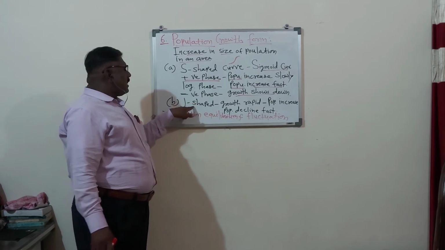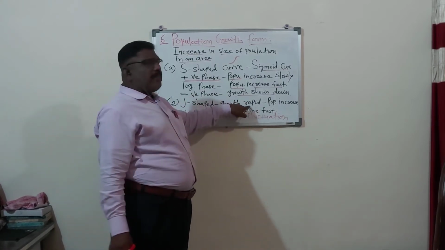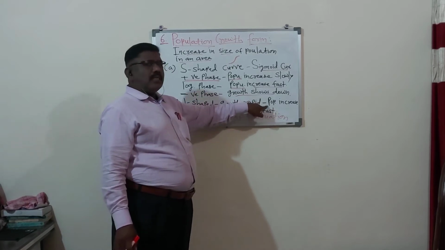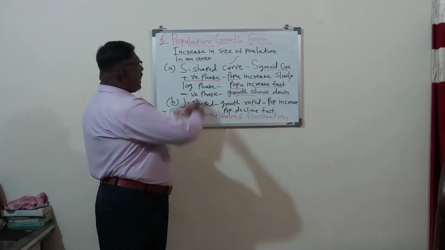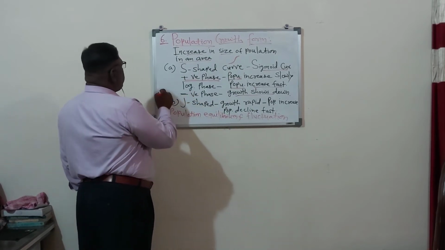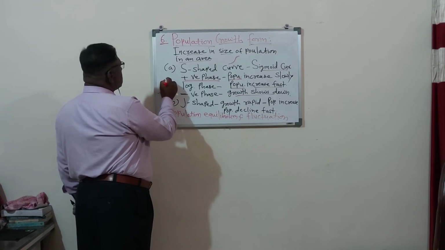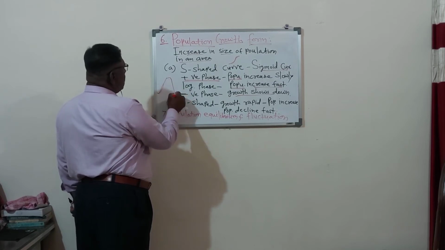Here in J-shaped growth, the growth of a population is rapid, with the population increasing very fast. Here I will draw the population increasing like this. Previously like this, then it slows down, then roughly like this.